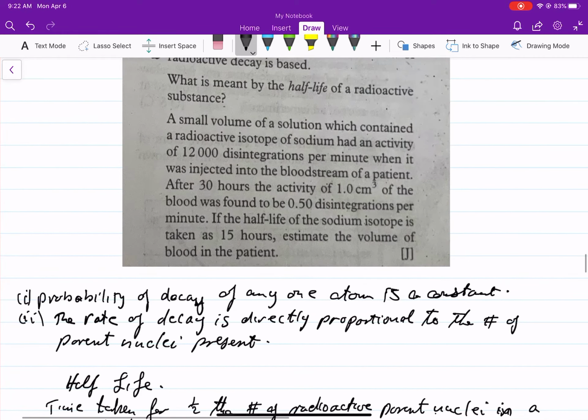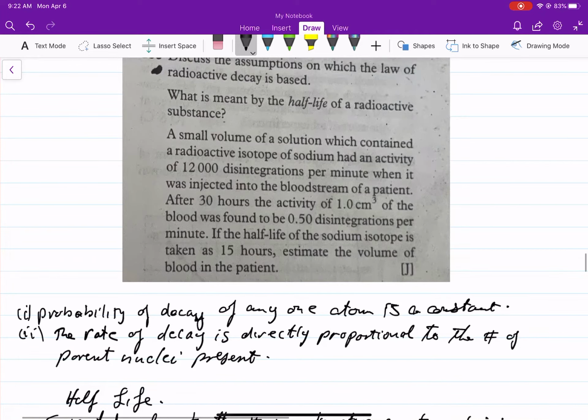Next part of the question says, a small volume of solution which contains a radioactive isotope of sodium has an activity of 1200 disintegrations per minute when it was injected into the bloodstream of a patient. After 30 hours, the activity of 1.0 centimeter cubed of the blood was found to be 0.50 disintegrations per minute. If the half-life of the sodium isotope is 15 hours, estimate the volume of blood in the patient.